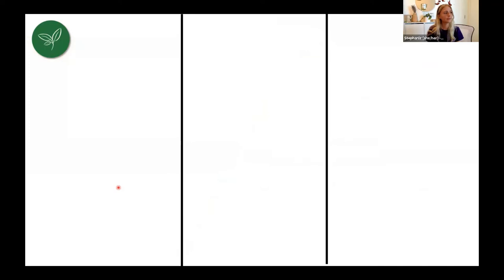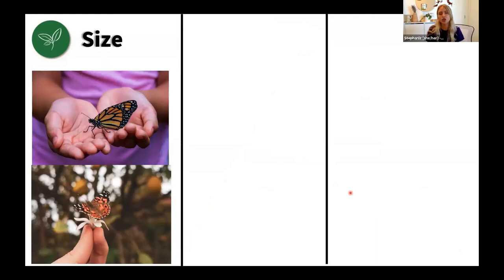So one thing we can look at is the size. Families of butterflies often have different sizes, and we're going to be going through what each family size is. So is it small, is it medium, or is it large? And sometimes this helps, not all the time. I'll explain that a little bit later on.